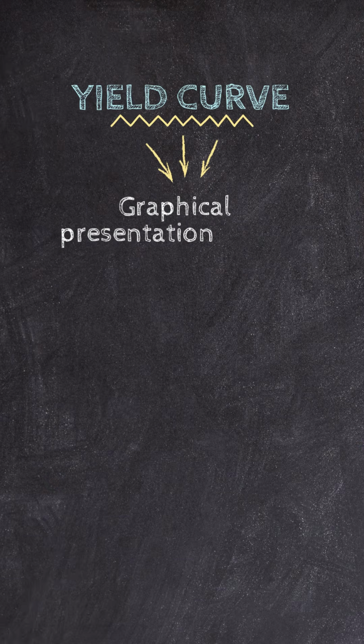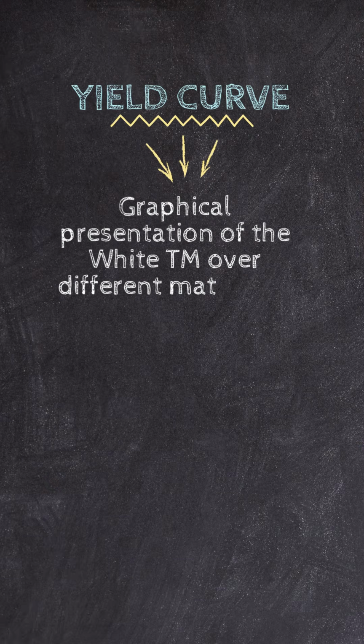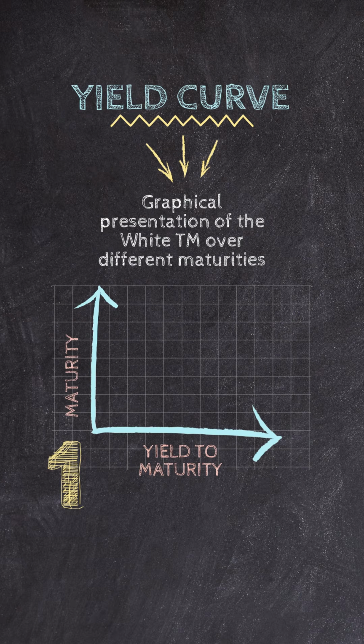What do you mean by a yield curve? And what are the four important types of the yield curve? First, a yield curve is a graphical presentation of the YTM over the different maturities. So on one axis, you'll have the yield to maturity, and on the other axis, you'll have the maturity.